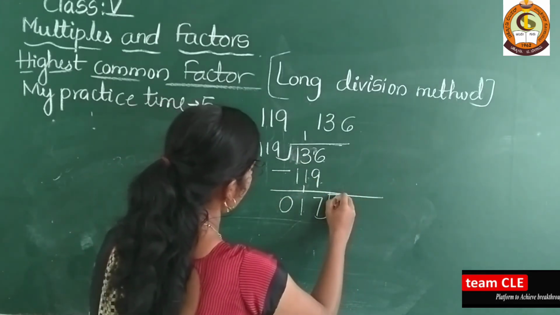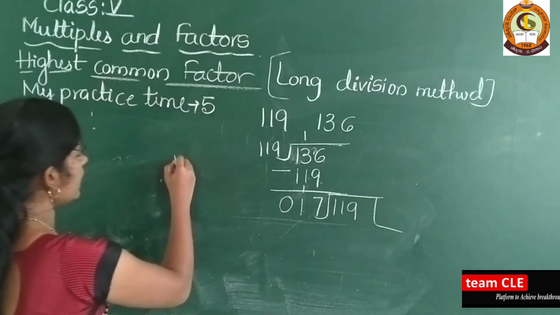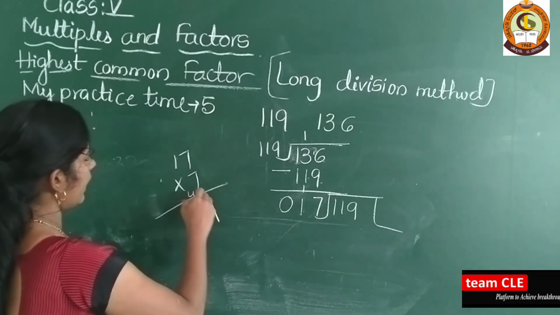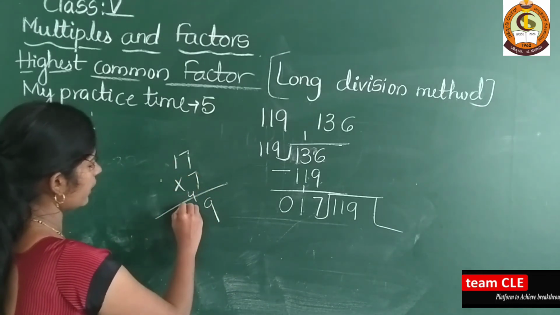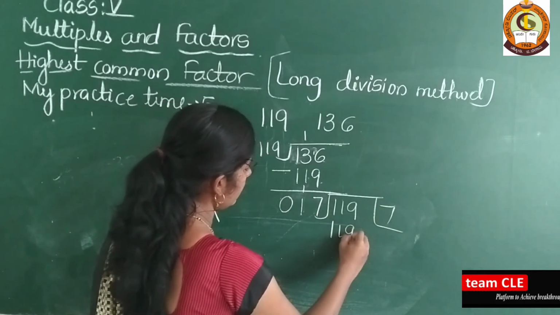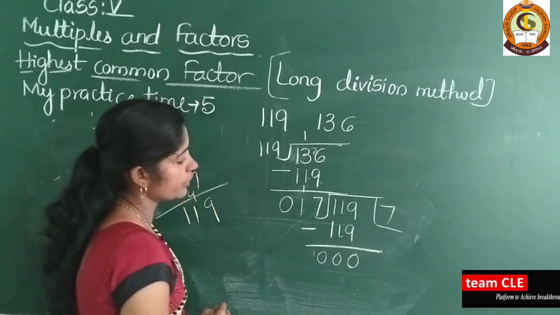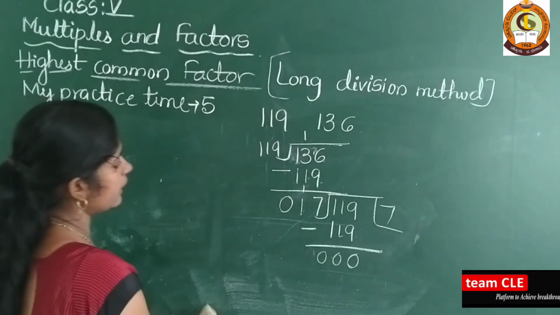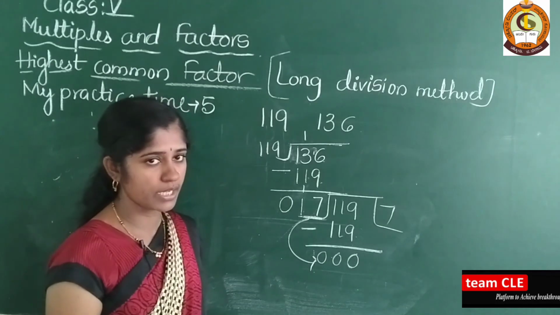Again you take here 119. Okay. So 17, how much are? 17 7s are: 7 7s are 49, 7 1s are 7, 7 plus 4 is 11. So 17 7s are 119. 0, 0, 0. Okay, so here what is the HCF of the numbers? The HCF of the numbers is 17 because I got the remainder as 0.